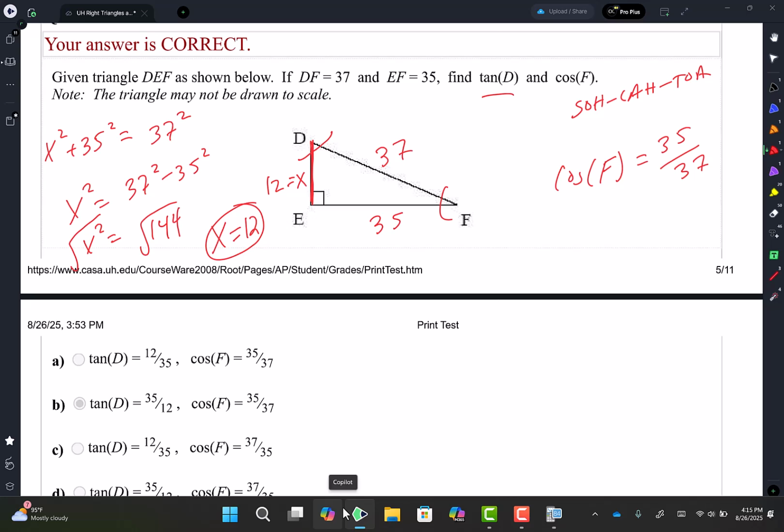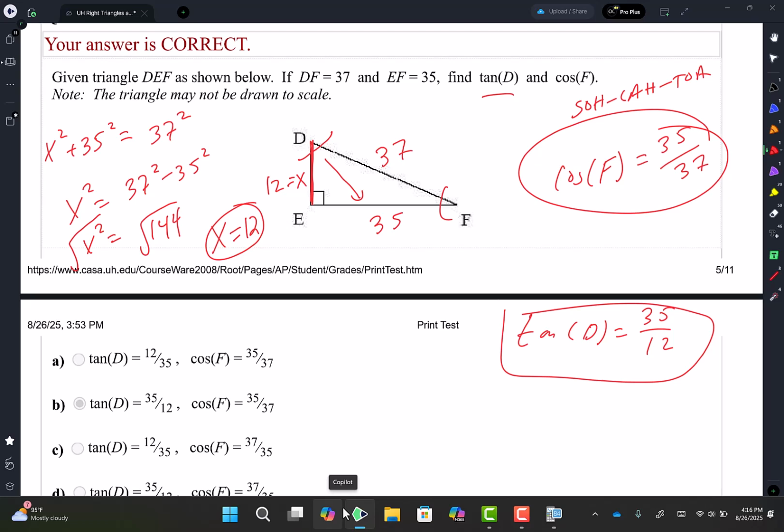All right, here we go, guys. Now that I know that that's 12, tan of D, opposite, 35, over adjacent, 12. So there it is. So look for that, 35 over 12 and 35 over 37.